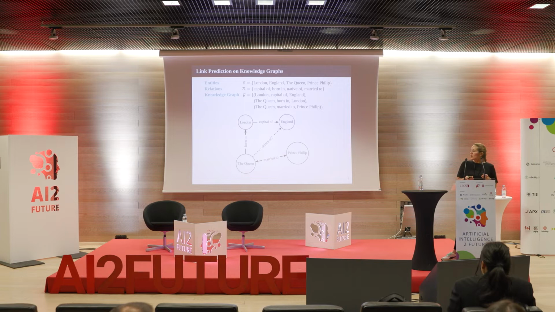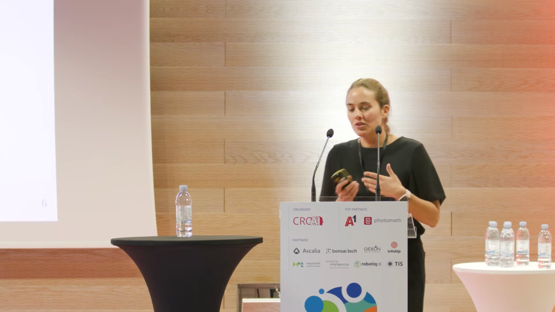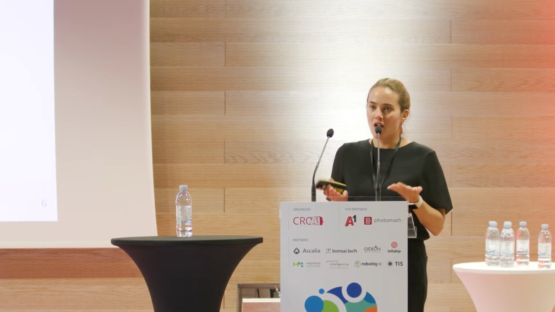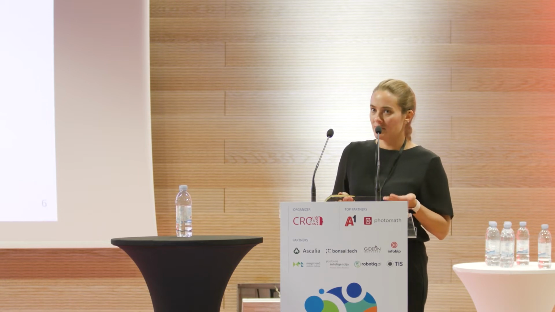So what we want to do with link prediction essentially is, if we know that the Queen was born in London, and London is the capital of England, in this case we want to be able to infer that the Queen is also an English citizen. Now, to do that with machine learning, we need to go somehow from this graph to some kind of mathematical representation of this graph.